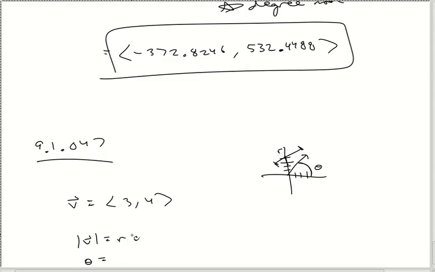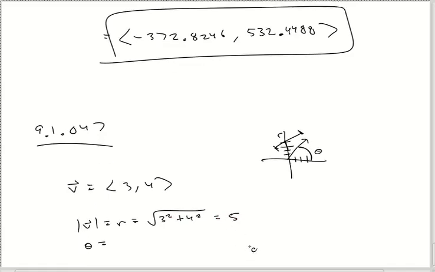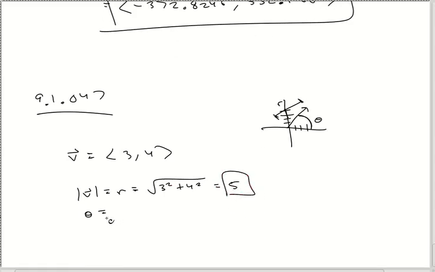Well, my radius r is going to be the magnitude, which is also going to be the Pythagorean Theorem here. 3 squared plus 4 squared. When you do the math, it just ends up 5. Square root of 25 is 5. That's one of your answers.